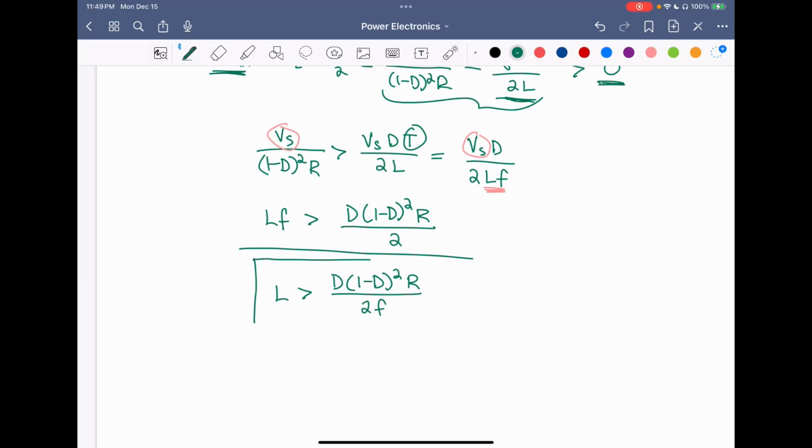Now, this equation is key because it ensures we operate in continuous current mode.